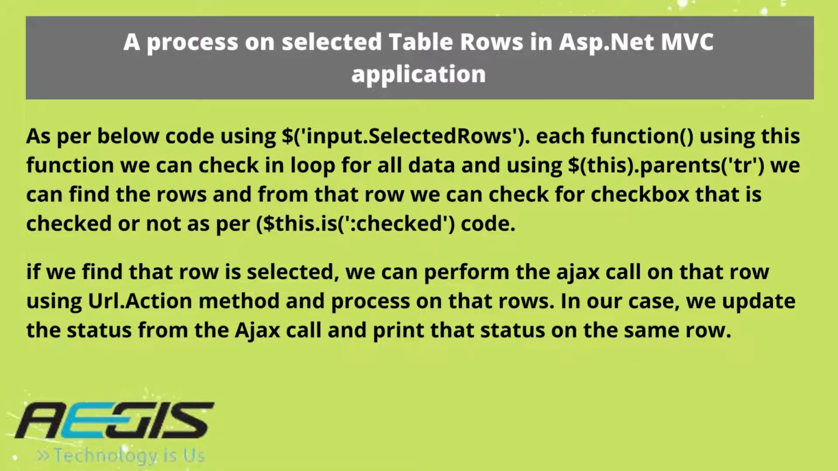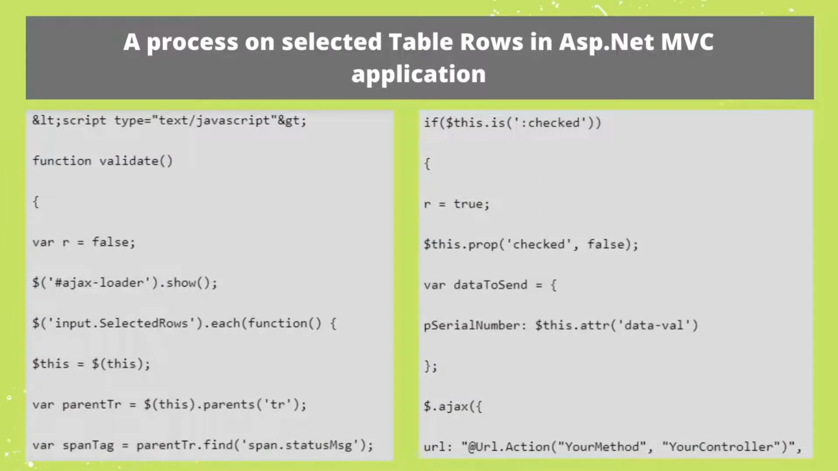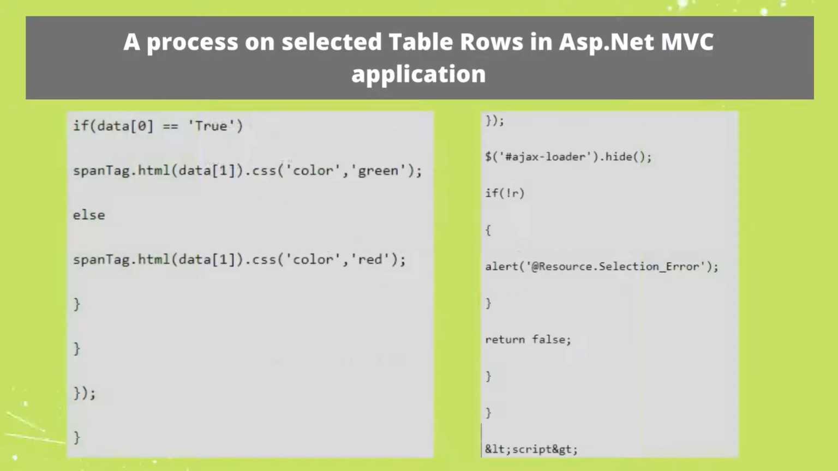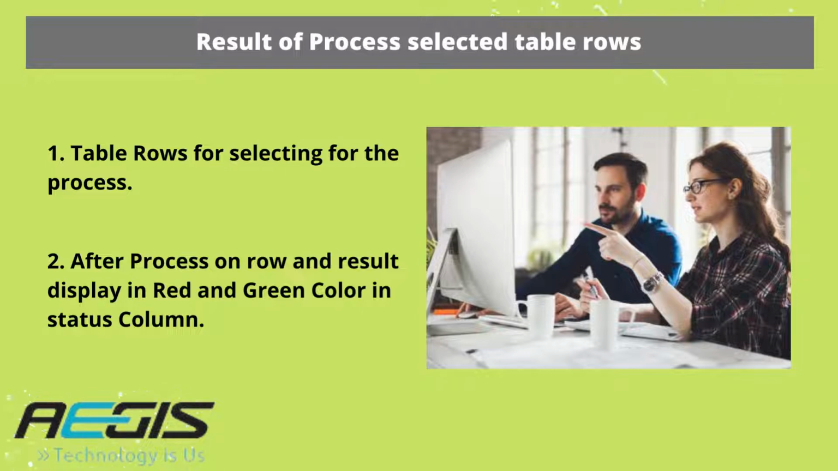If we find that the row is selected, we can perform the AJAX call on that row using the Url.Action method and process that row. In our case, we update the status from the AJAX call and print that status on the same row. Next is the result of processing selected table rows. First is the table rows selected for the process. Second is after processing the rows, the result is displayed in red and green color in the status column.